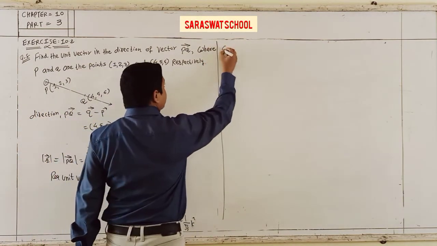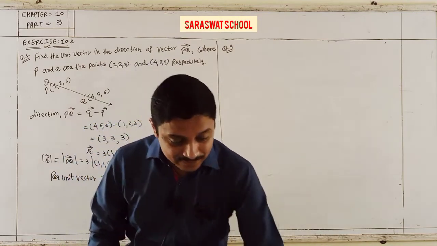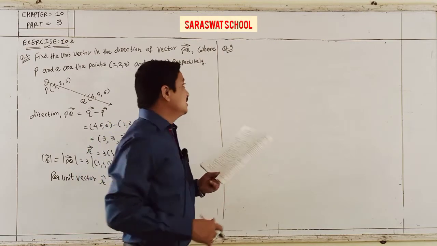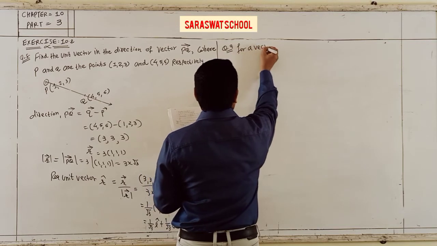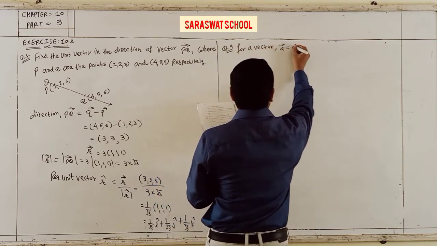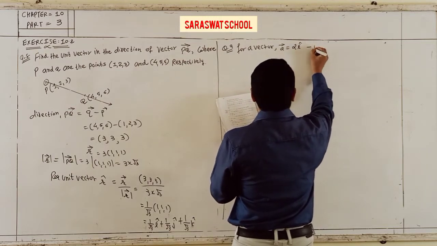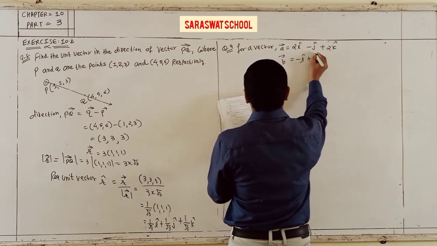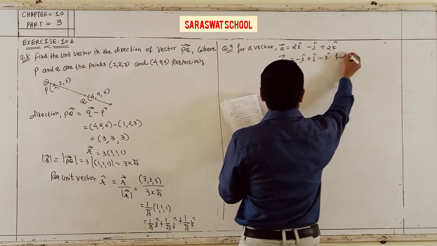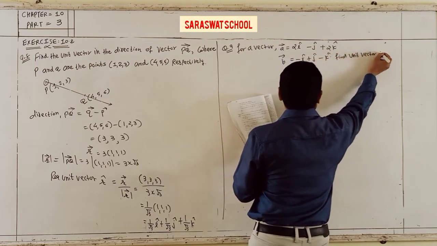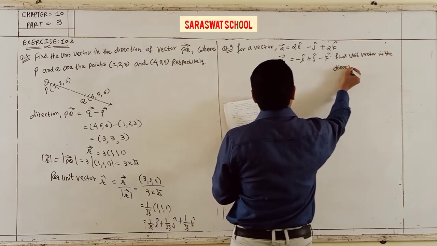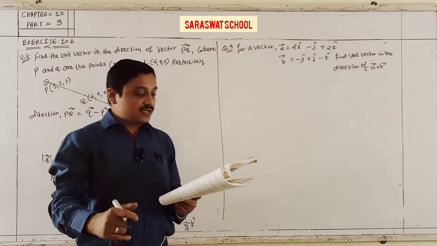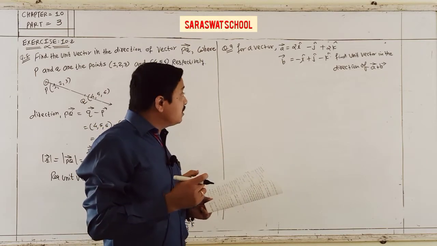Now question 9. Question 9 is also very easy. Given two vectors, find the unit vector in the direction of the sum of both. Yes, for vector A, you have 2i minus j plus 2k, and B I have minus i plus j minus k. Find the unit vector in the direction of A plus B. One more time check: A is (2, -1, 2) and B is (-1, 1, -1).